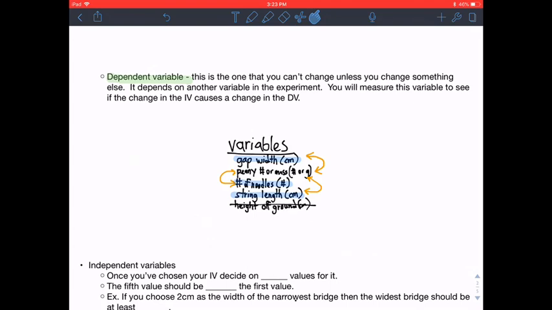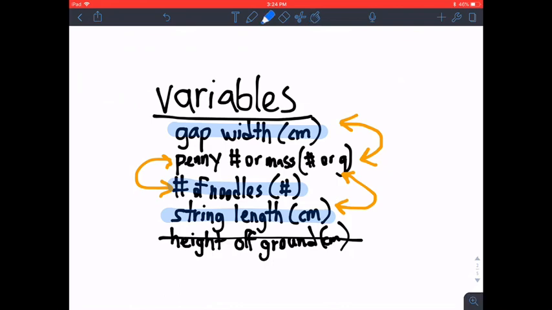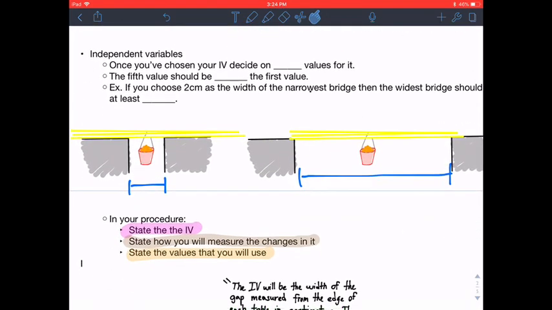A dependent variable is something that you measure to look for a change. You're basically trying to figure out, do the changes in the independent variable create a change in the dependent variable? I'm going to highlight our dependent variable green. So in this case, number of pennies is a dependent variable. You could change the number of noodles, and it might change the number of pennies that it can hold. You can change the length of the string, and it might change the number of pennies it holds. Because number of pennies is dependent on something else, it is the dependent variable.